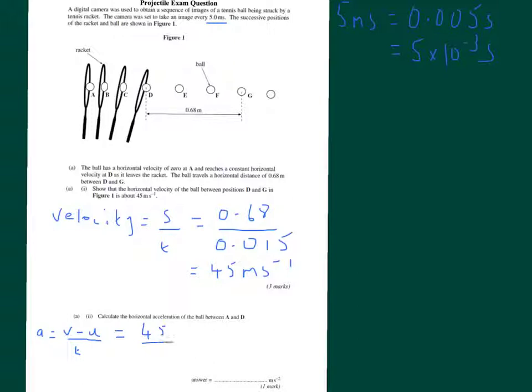45 divided by, now we've got to work out the time, so each one of these is 5 milliseconds. So that's 5, 10, 15, so it's 15 milliseconds again, which I'm going to write as 0.015. Okay, so it's just 45 meters per second divided by 15 milliseconds. And that comes out to, what does that come out to? 3,000 meters per second squared. So that's huge acceleration. So every second the velocity increases by 3,000 meters per second.